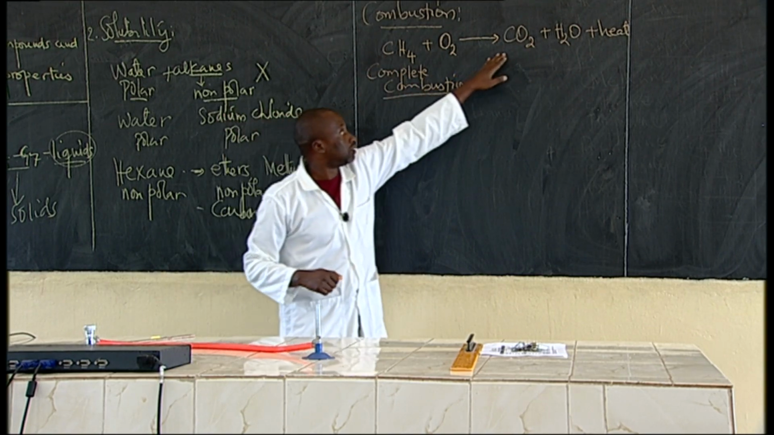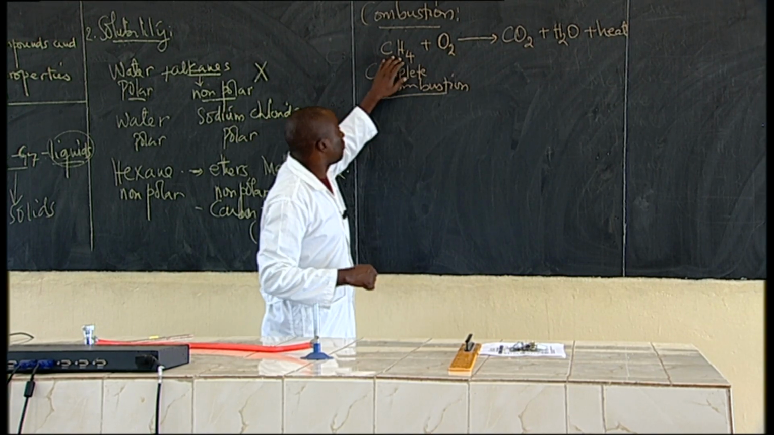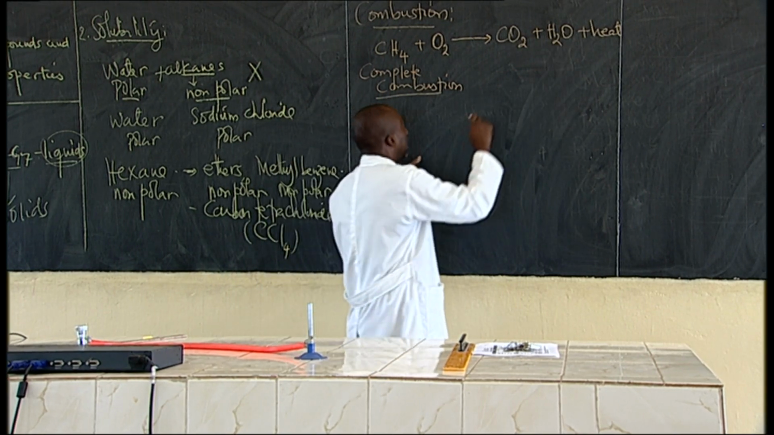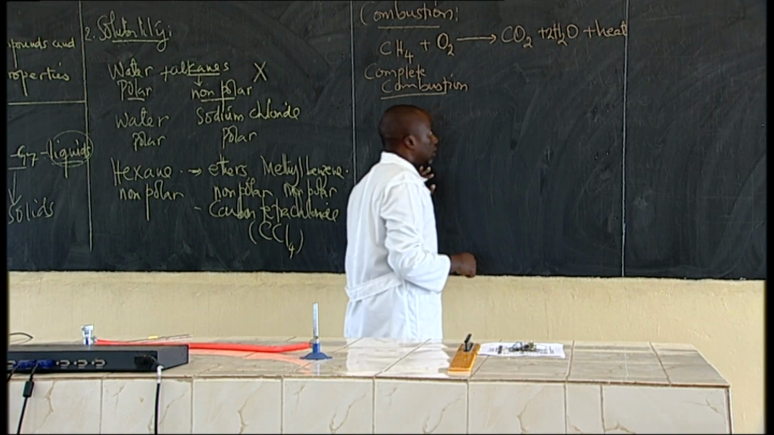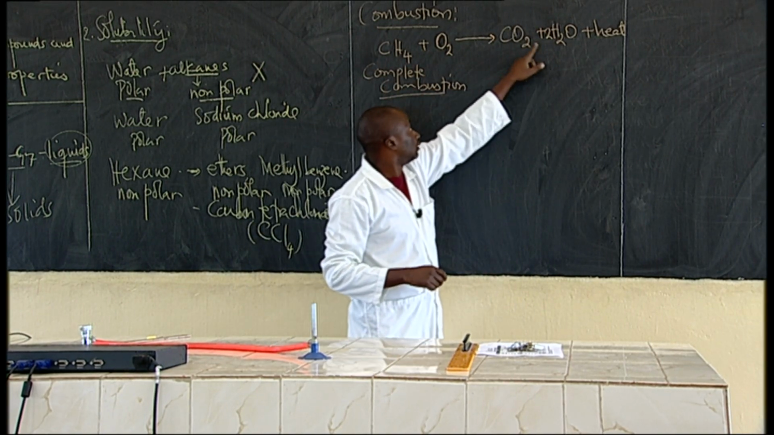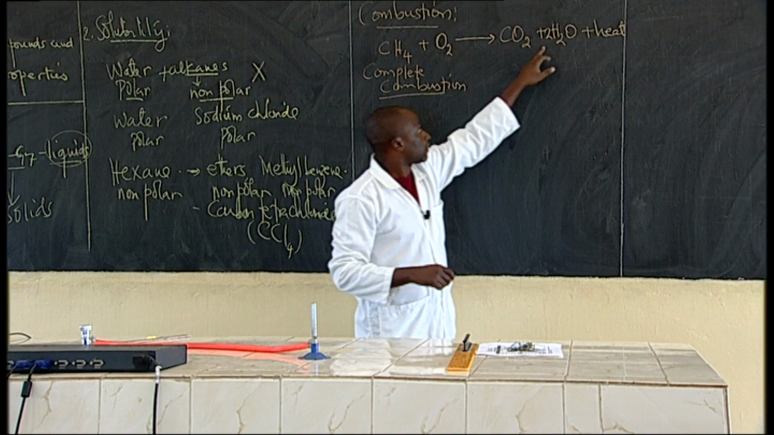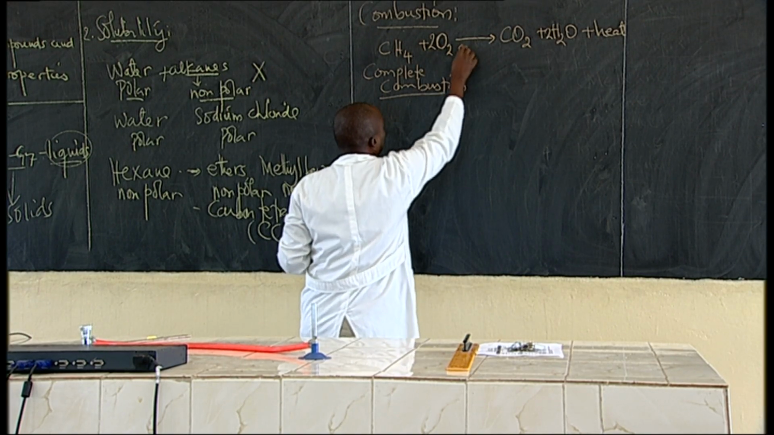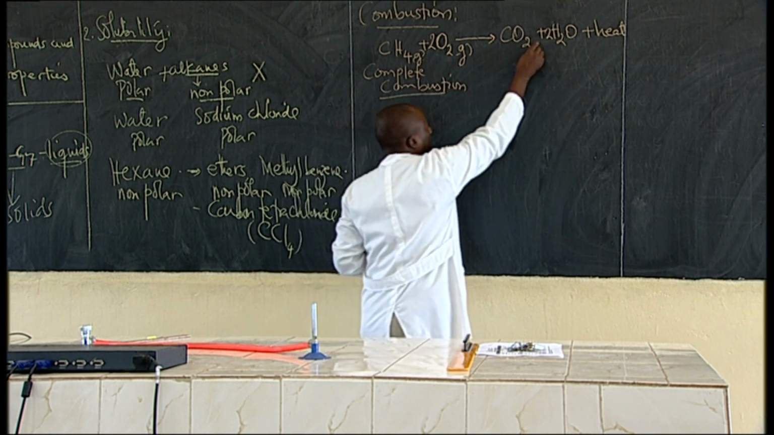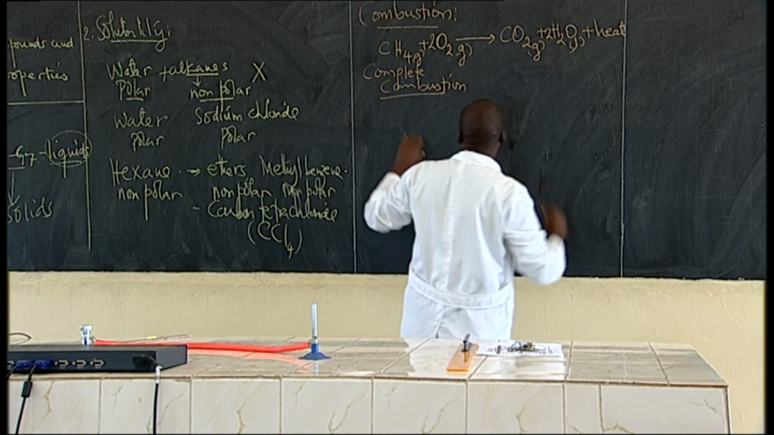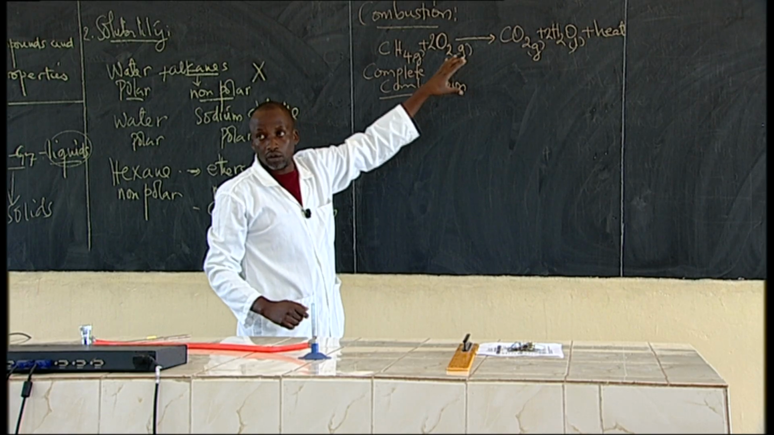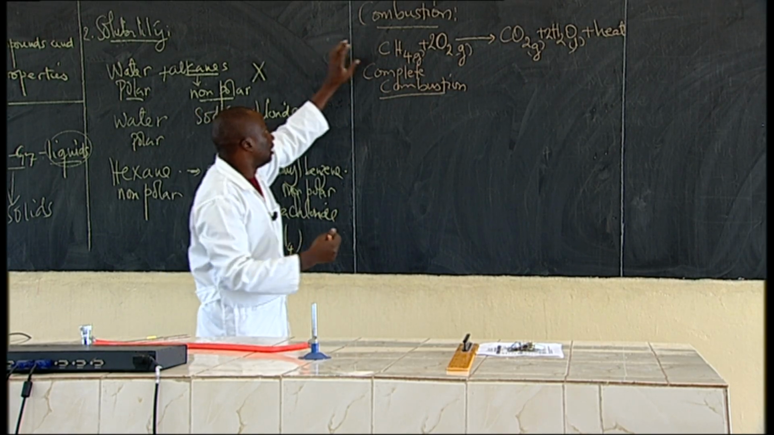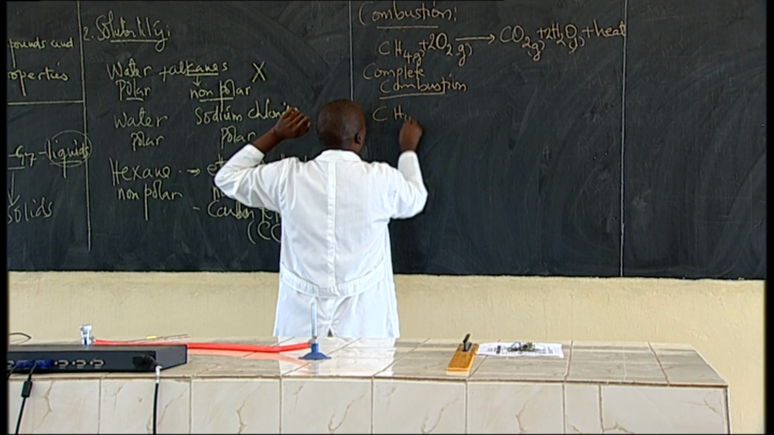Carbon here is one, this is one carbon. You have 4 hydrogens, but here you have only 2 hydrogens, so you need to balance the hydrogen atoms. And that means how many oxygens? Here we have 2, whereas here we have 2 and 4, so you'll need a 2 there. These are gases. This is complete combustion.